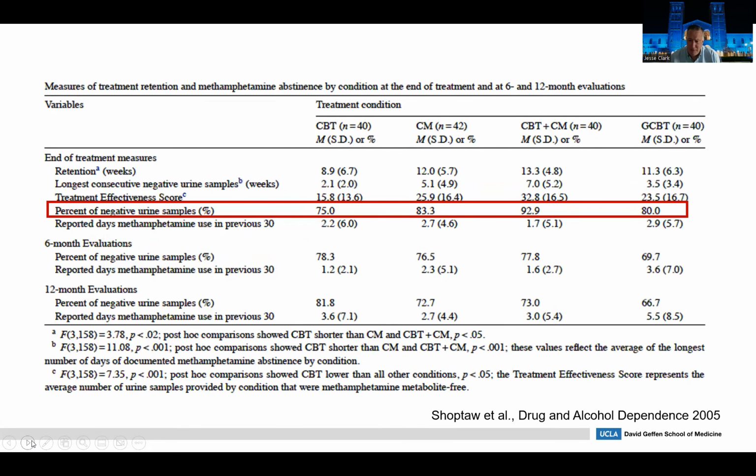And this is from Dr. Shoptaw's paper from one of his first contingency management studies, published back in 2005. Again, comparing contingency management with CBT or CBT plus contingency management together, or a new gay-specific CBT that he developed, I think, with Kathy Reback at that time. And again, contingency management, either alone or in combination, did show the greatest benefit in terms of reducing meth use as measured by the percentage of negative urine drug screen samples. Next slide.